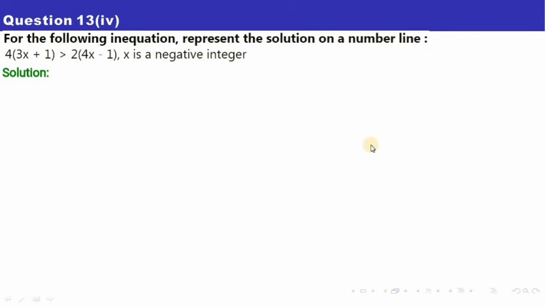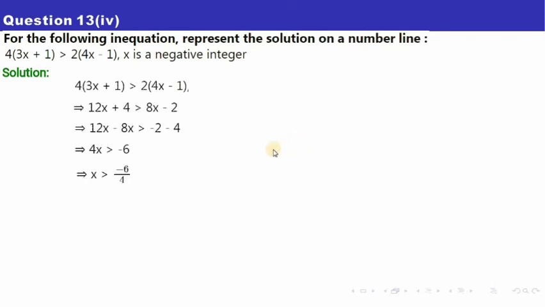Let me take the last question for the day. So the question says, for the following inequation, again represent the solution on a number line. So this is the given inequation, but this time x is not simply an integer, it is only a negative integer. All right, so the solution part I'm not going to explain here because you already know.